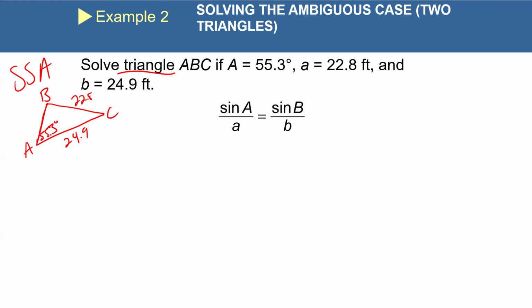Okay, so we're going to set up our ratio. I'm given all information for A, and I know side B. So when I plug in and isolate, now, when I plug this into the calculator, I'm checking to see if it's greater than 1, or between 0 and 1. And then I got to compare the sides. So we plug it into the calculator.